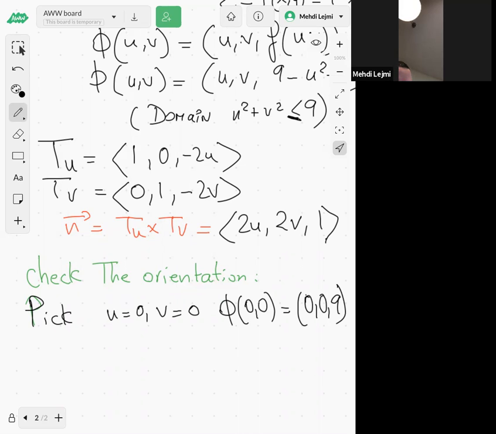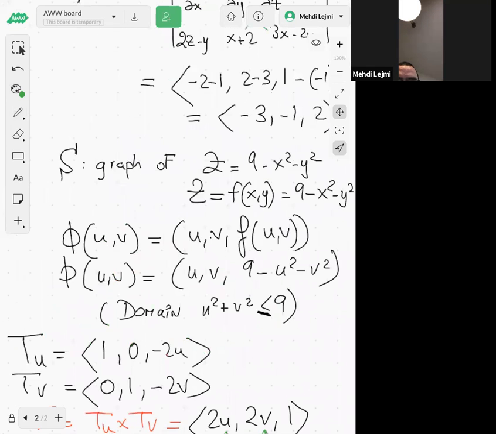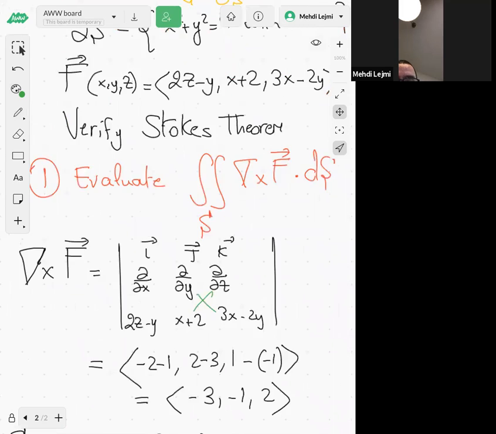Anyway, so what will be the normal vector at that point, at the point (0, 0, 9)? So that's u equals 0, v equals 0. So that will be (0, 0, positive 1), right? Again, because here u is 0 and v is 0. So you get the vector (0, 0, 1). That's exactly what we need, right? That's upward pointing.